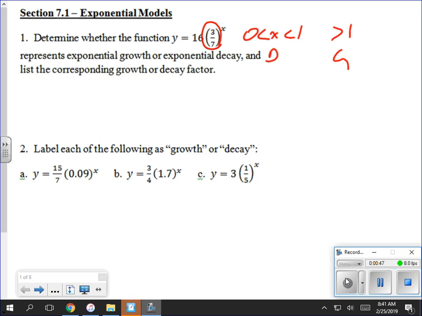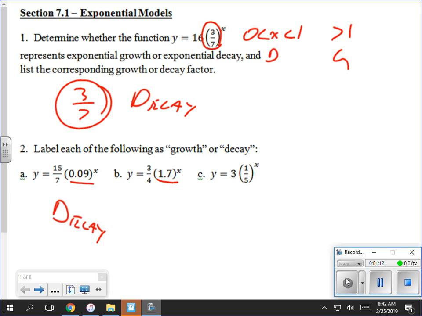So this one's decay. This is less than 1. And my decay factor is 3/7. What I'm raising to the power determines whether or not it's growth or decay. For the next one, list each of the following as growth or decay. So this number here is less than 1, so it's decay.